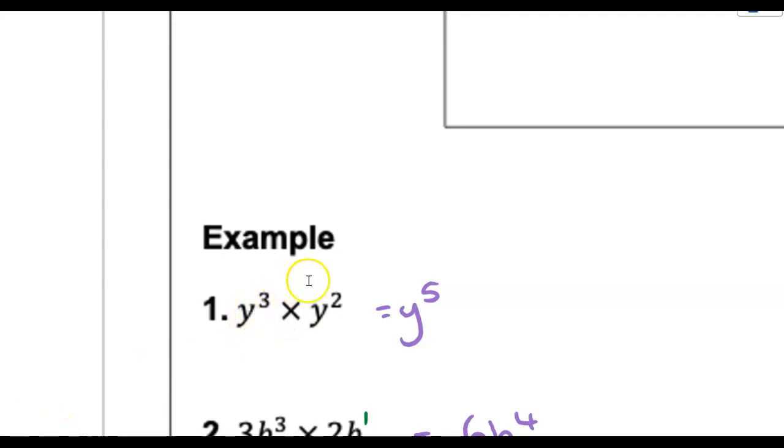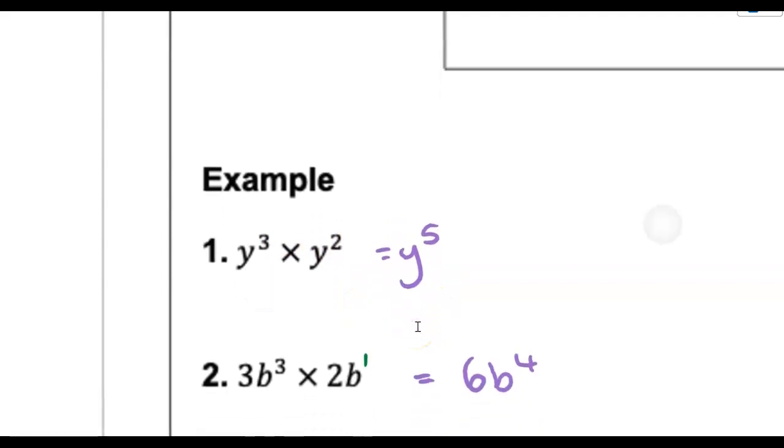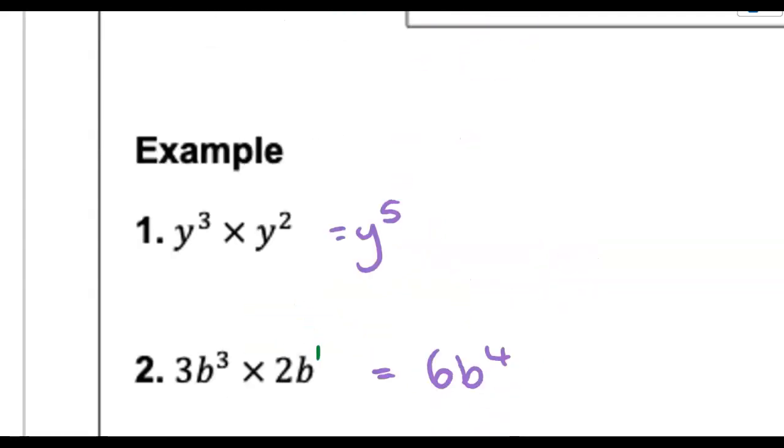Number one, both of these have a base of y, so when we're multiplying them, we add our indices. So 3 plus 2 gives us 5 as the power. Number 2. Now, 3b^3 times 2b^1. So let's do the numbers first. 3 times 2 gives us 6. And then we can look at the bases. They're both a base of b. So when we're multiplying two bases that are the same, we can add their powers. 3 plus 1. So when we don't have a power in there, we can write that as a 1. So we end up with 6b to the power of 4.